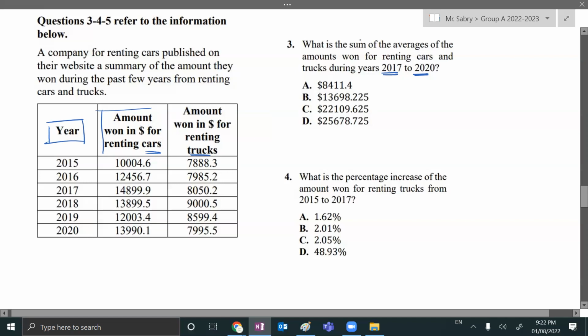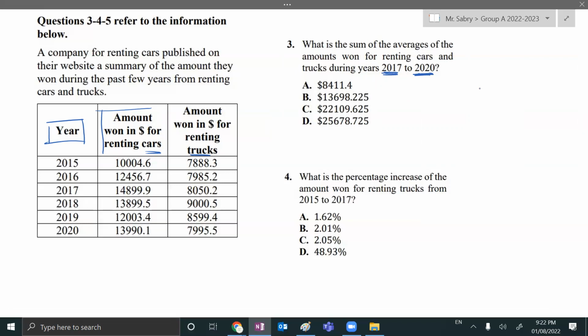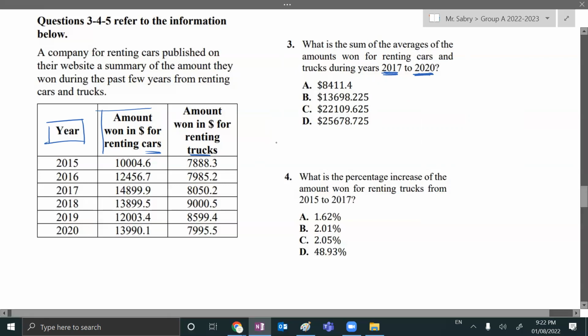Apparently they want the sum of the average amount won during the years 2017 and 2020. So we first need to get the average of the renting cars and the average of the renting trucks during those years, and then get their sum. That's how I split the question into parts. So I'll get the average amount of renting trucks, or cars, how? How do I get the average in general?